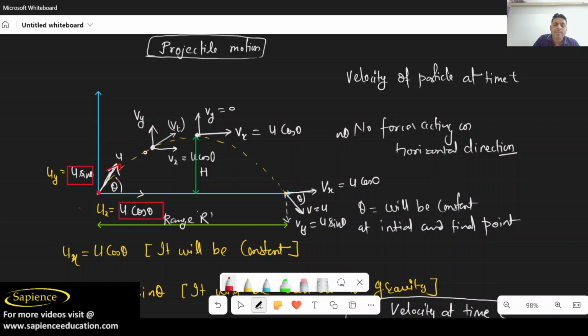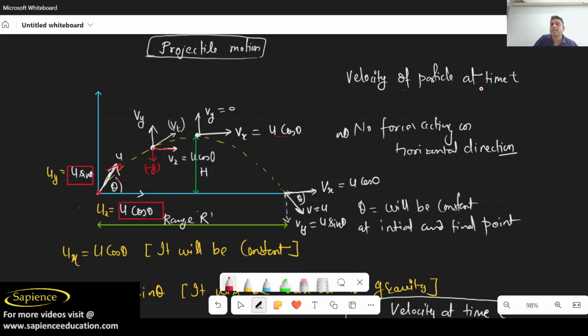As time passes and it goes up, it experiences a change in velocity. In which direction will it experience change in velocity? Since acceleration is acting downward everywhere due to gravitational force, velocity in the y direction will change, but velocity in the x direction will not change. Velocity in x direction at this point will be u cos theta, at this point also u cos theta, and at the end also u cos theta. Only the velocity in the vertical direction will change.